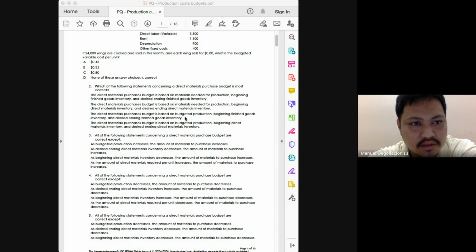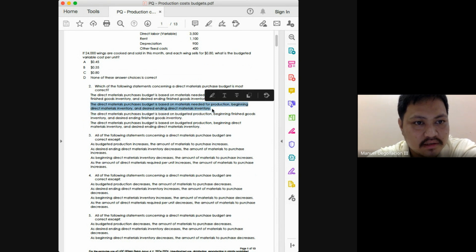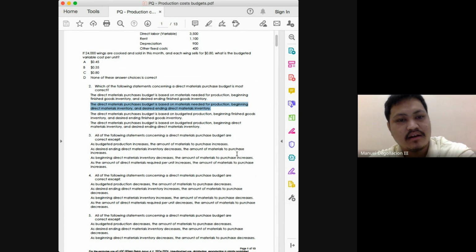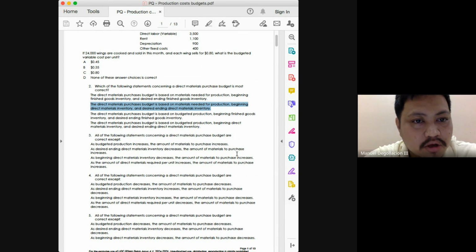the second choice. The direct materials purchase budget is based on materials needed for production, beginning direct materials inventory and desired ending direct materials inventory. Okay, so of course, in budgeting for the direct materials that you will have to purchase, you will take into account the materials that you would need for production, and your level of production would depend.